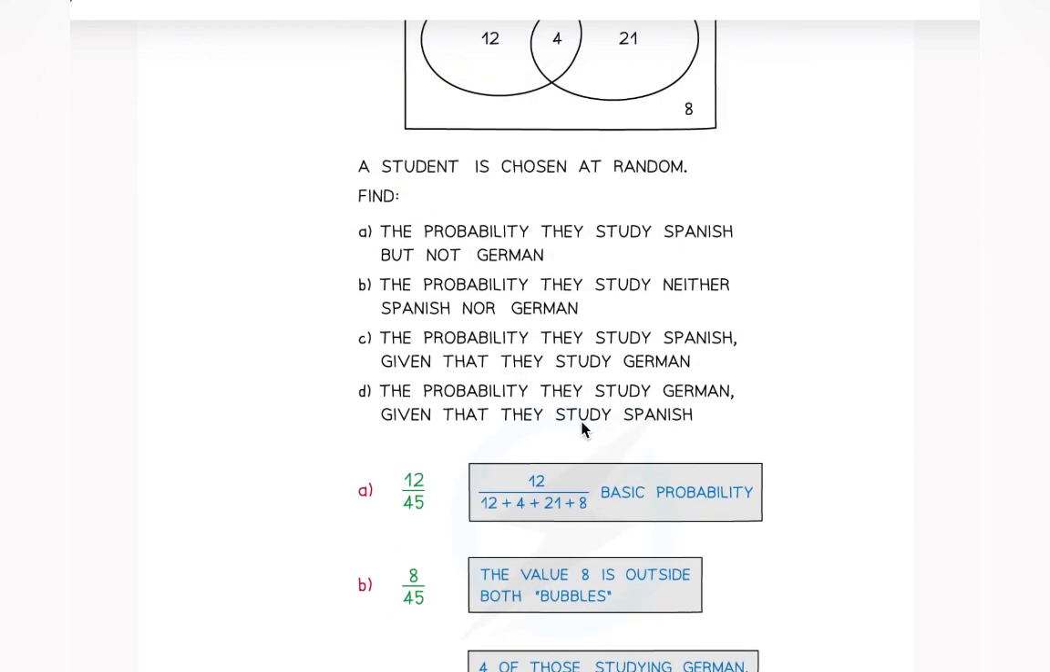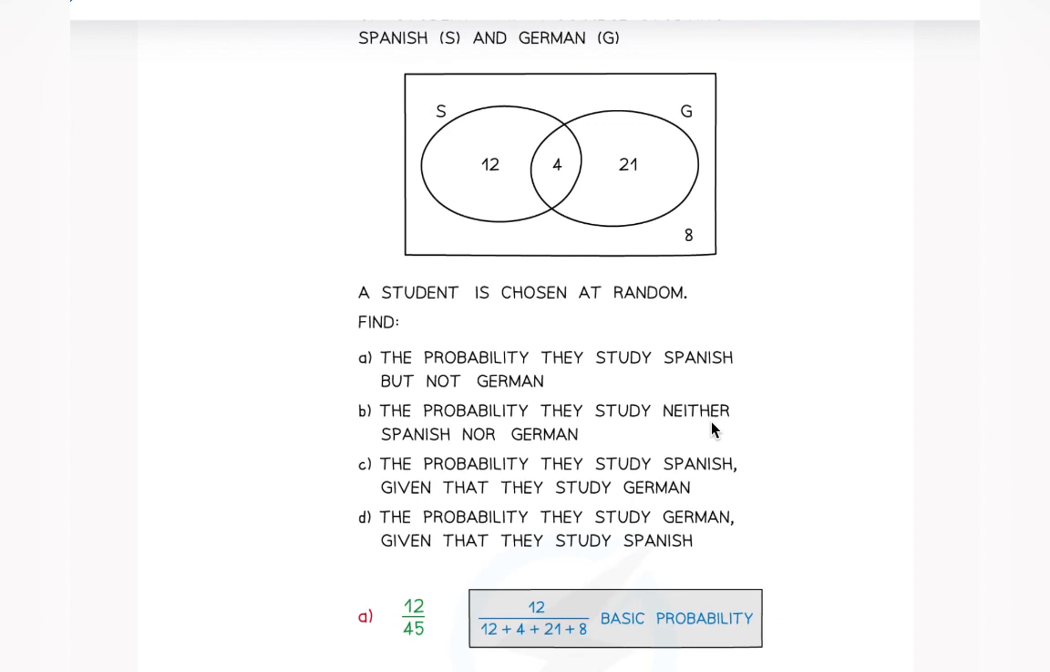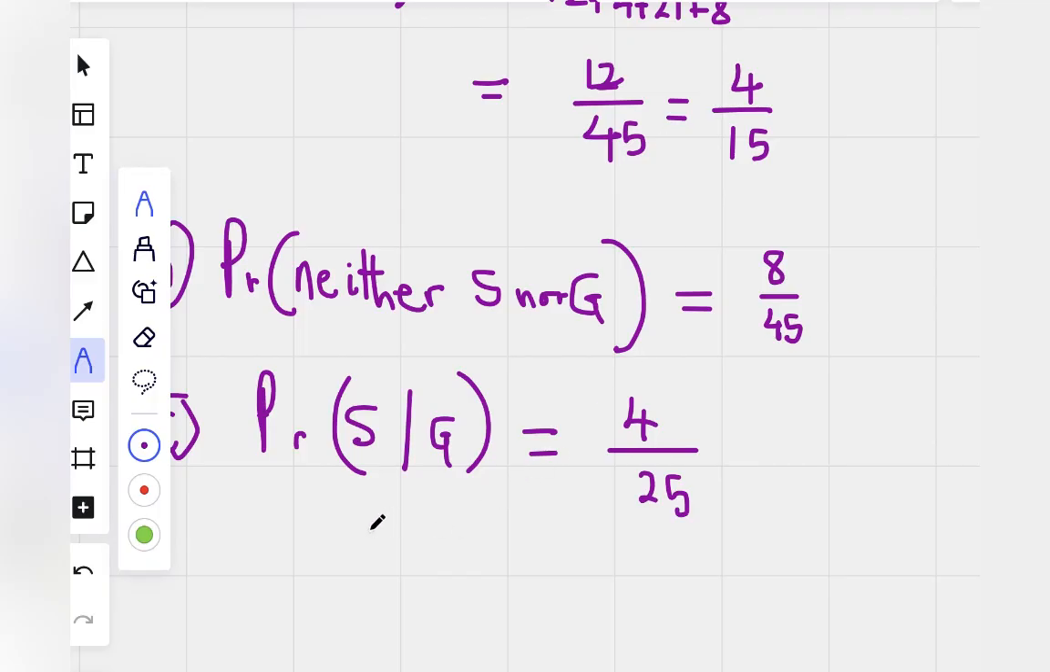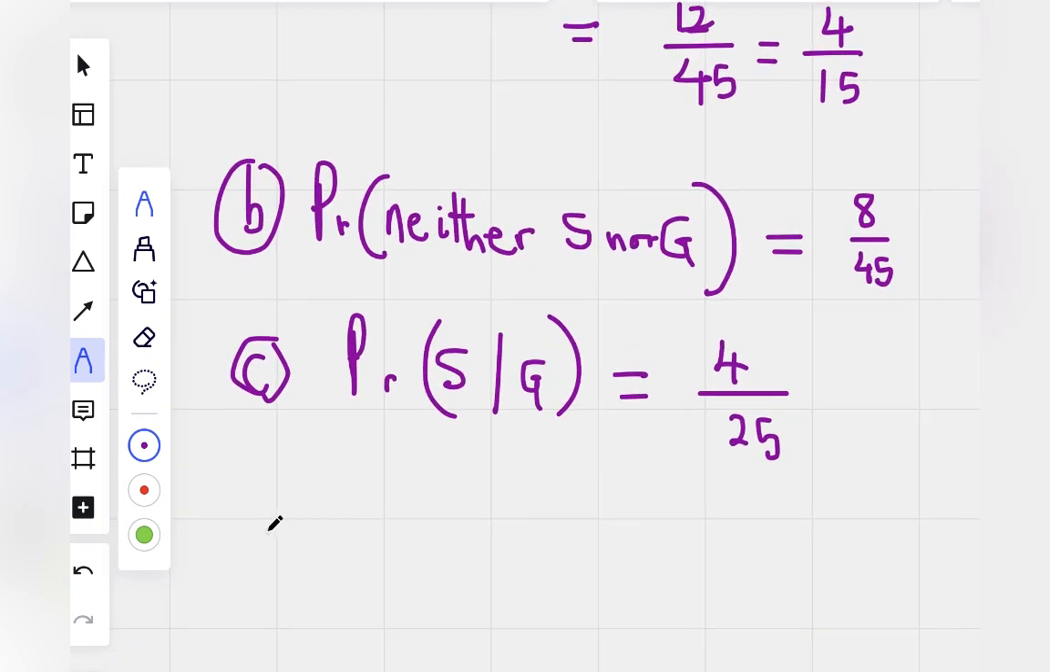Now, the last question, the D part. The probability they study German, given that they study Spanish. Now, vice versa. This probability that they study German is also going to be 4, given that they study Spanish, so we're going to sum up that of Spanish. So the D part of this question: find the probability that they study German, given that they study Spanish.